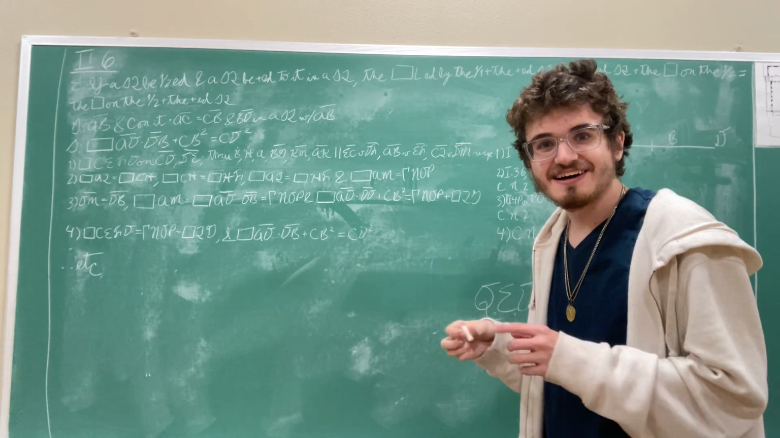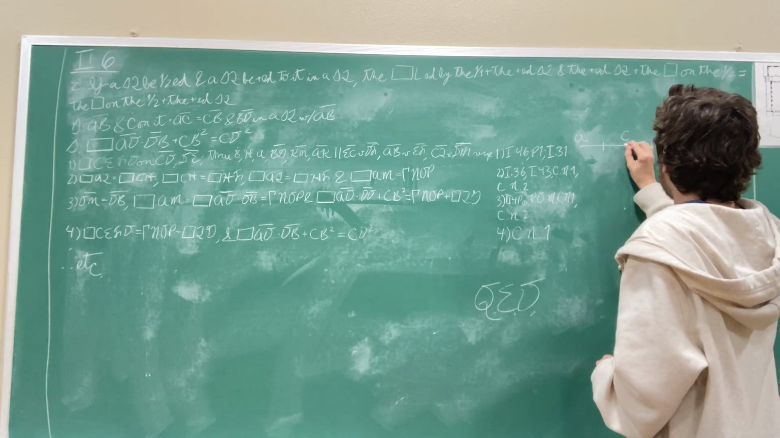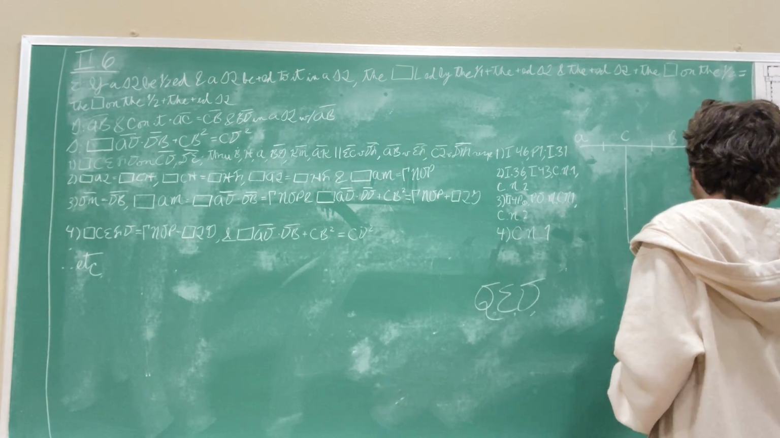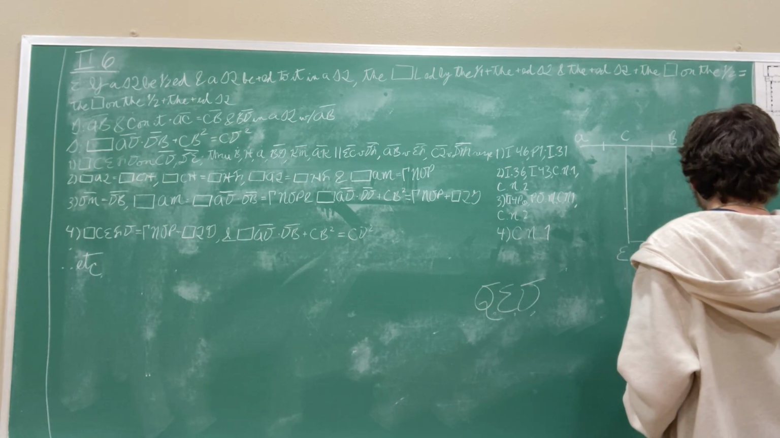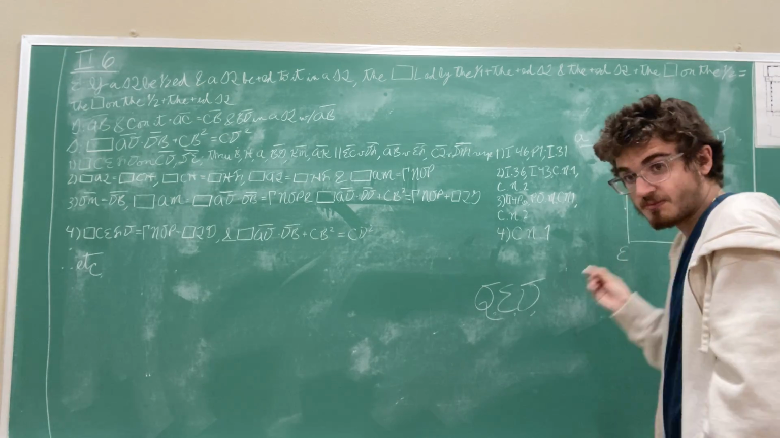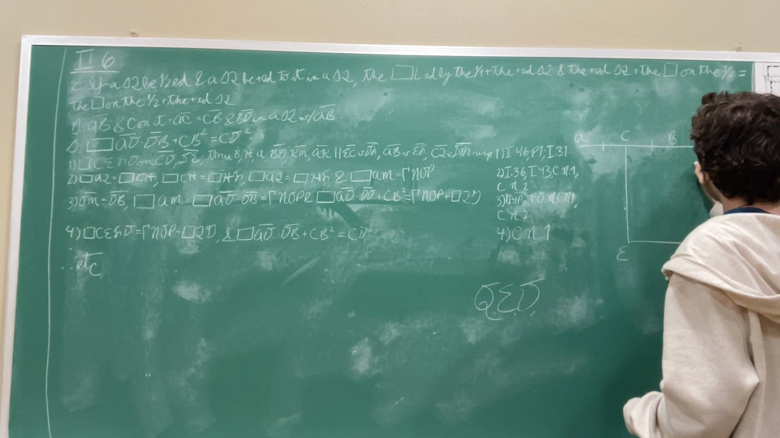Now, again, let's start by constructing everything. On the straight line CD, we're going to make a square, CEFD, like so. We can do this by proposition 146. And we're going to join the straight line DB.